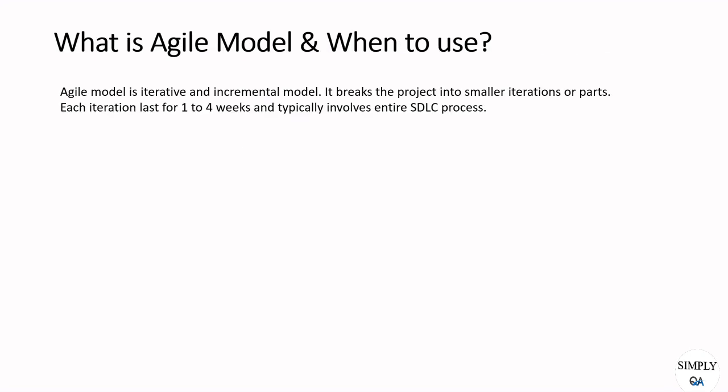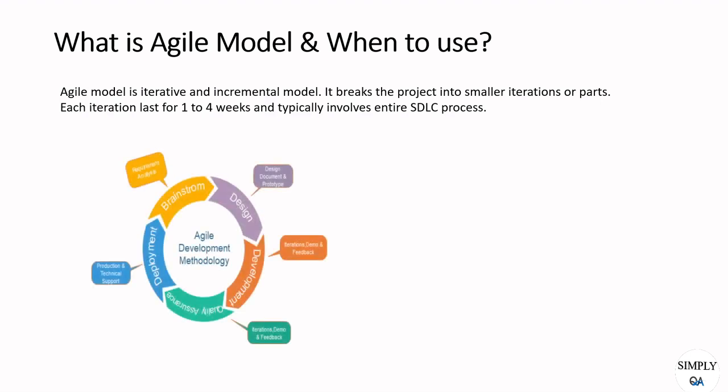Let's see about the agile model. And guys, this is one of the most important models, and nowadays most of the companies are using the agile model only. Here the entire project is divided into smaller iterations, or smaller parts. Each of these iterations will last from 1 week to 4 weeks, and each iteration will go through the entire SDLC process. To make it clear, I will explain it with the same example.